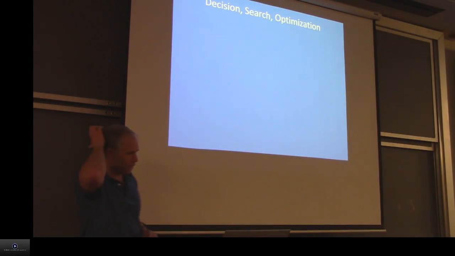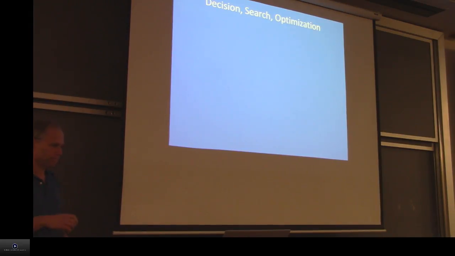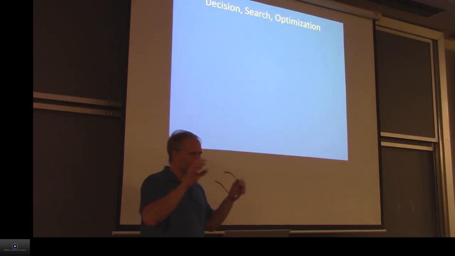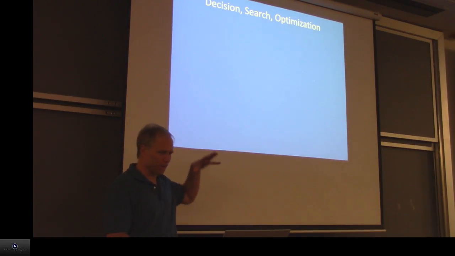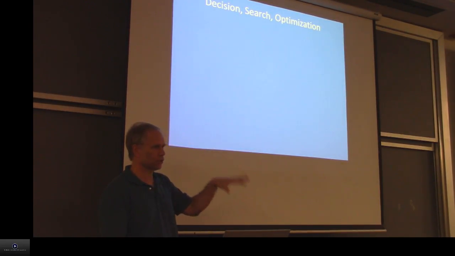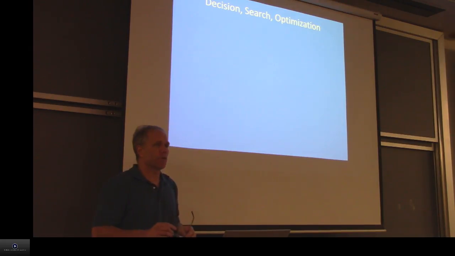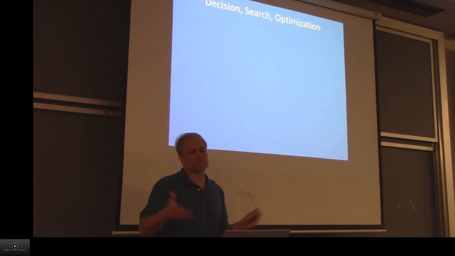Now, I've defined what a search problem is. What I'm going to do is refine that a little bit, and talk about three kinds of problems: decision, search, and optimization. And what I'm going to show you in the end is that the distinction between them really isn't that important. So first I'll make the distinction, then I'll sort of tear it down.